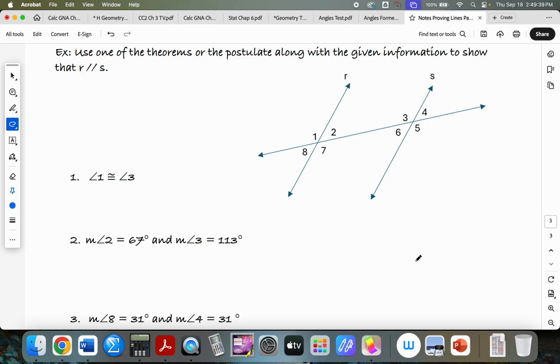So, let's start with this first one. Angle 1 and angle 3. What type of angles are angle 1 and angle 3? Corresponding. Is congruent the right relationship for corresponding angles to have? Yeah. So this is the converse of the corresponding angles postulate. Remember, the corresponding angles one is the only one that's a postulate.